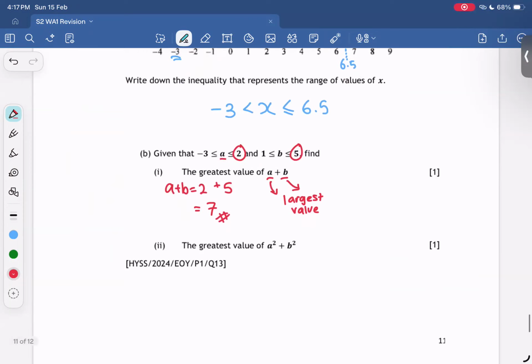And then for 6B part 2, I got some of my students, right? They tell me, part 2 so easy. A squared plus B squared, I just use the same thing. 2 squared plus 5 squared equals whatever answer that you get. Unfortunately, if you do that, this is where you actually get the answer wrong.